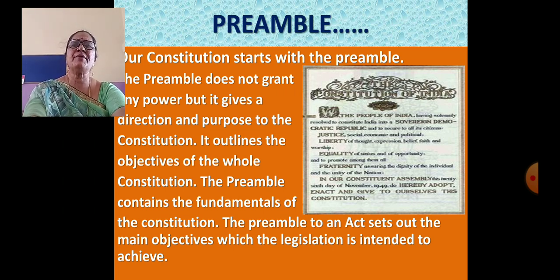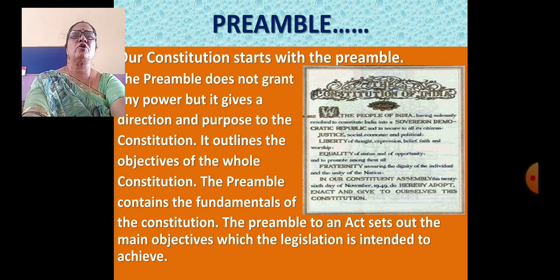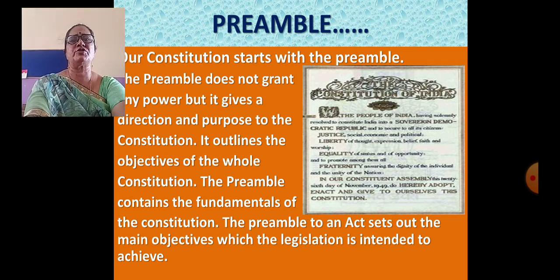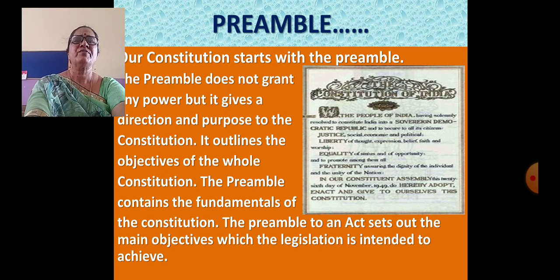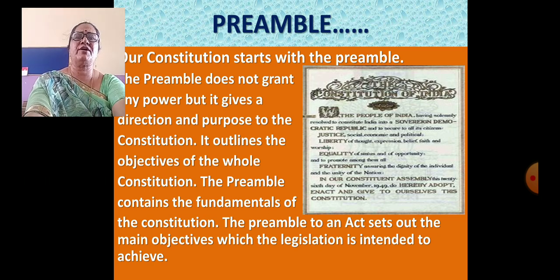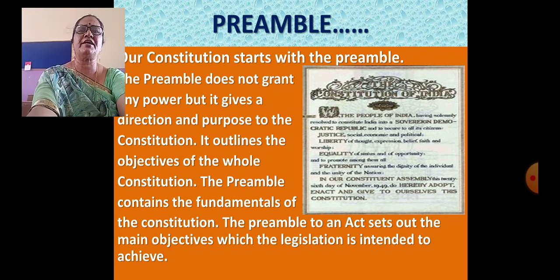It is the summary of the whole constitution given in the preamble with which the constitution starts. It outlines the objectives of the whole constitution. That is why I said that it is the summary of the complete constitution. The preamble contains the fundamentals of the constitution. The preamble to an act sets out the main objectives which the legislation is intended to achieve.